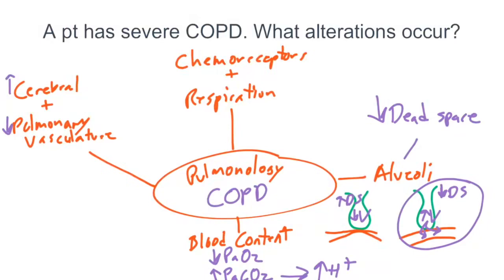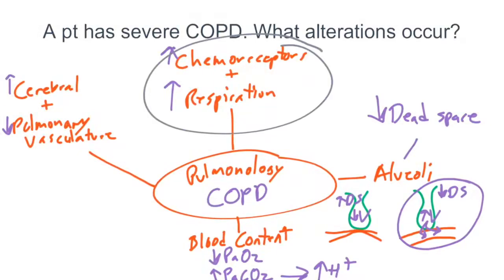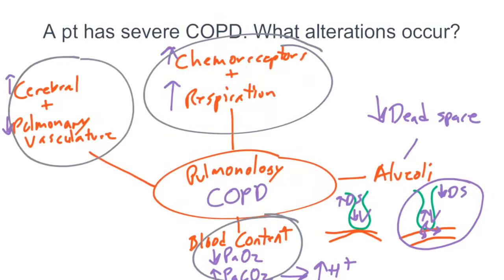As for the chemoreceptors, these would be stimulated due to the decreased oxygen and increased CO2. So that means that respiration will be stimulated. So as a review, for many pulmonary physiology questions, quickly thinking about each of these concepts, chemoreceptors, respiration, cerebral and pulmonary vasculature, the blood content, and by extension, the pH, as well as what's happening on the alveolar level, will help tremendously, and you will rock Step 1. And that concludes this section.